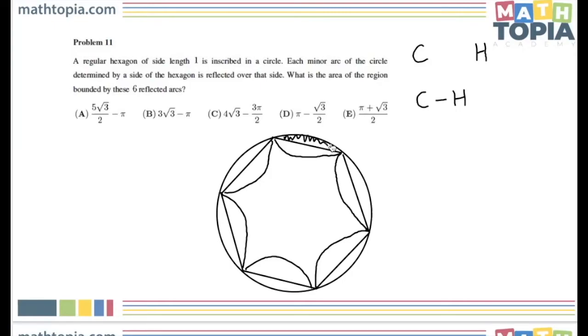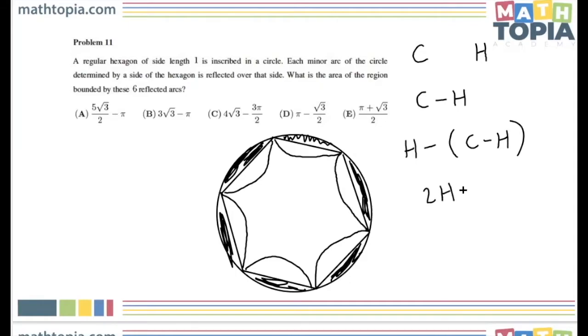pieces. We get this piece, and this piece, and this piece, and this piece, and this piece, and this piece, right? And now what we're doing by reflecting them into the hexagon and finding that new area is we're taking the hexagon and subtracting the area of those 6 arc pieces. So we're just doing this, which ends up simplifying to 2H minus C. So what we're actually looking for is 2 times the area of the hexagon minus the area of the circle. And that's not too difficult to look for.